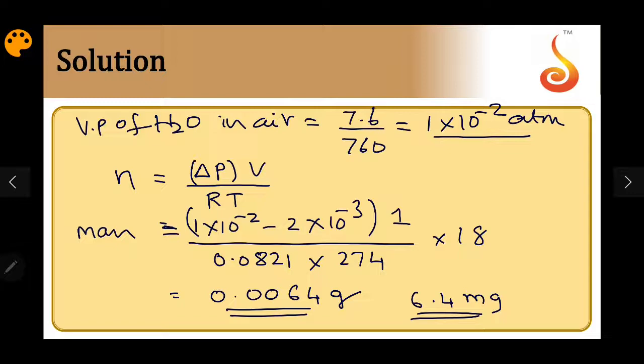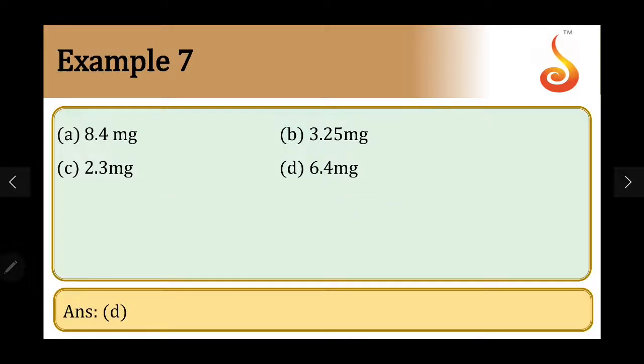So this is the calculation for this particular question. We'll see the options now. So option should be D, 6.4 milligrams. We'll go to the next question, example 8.